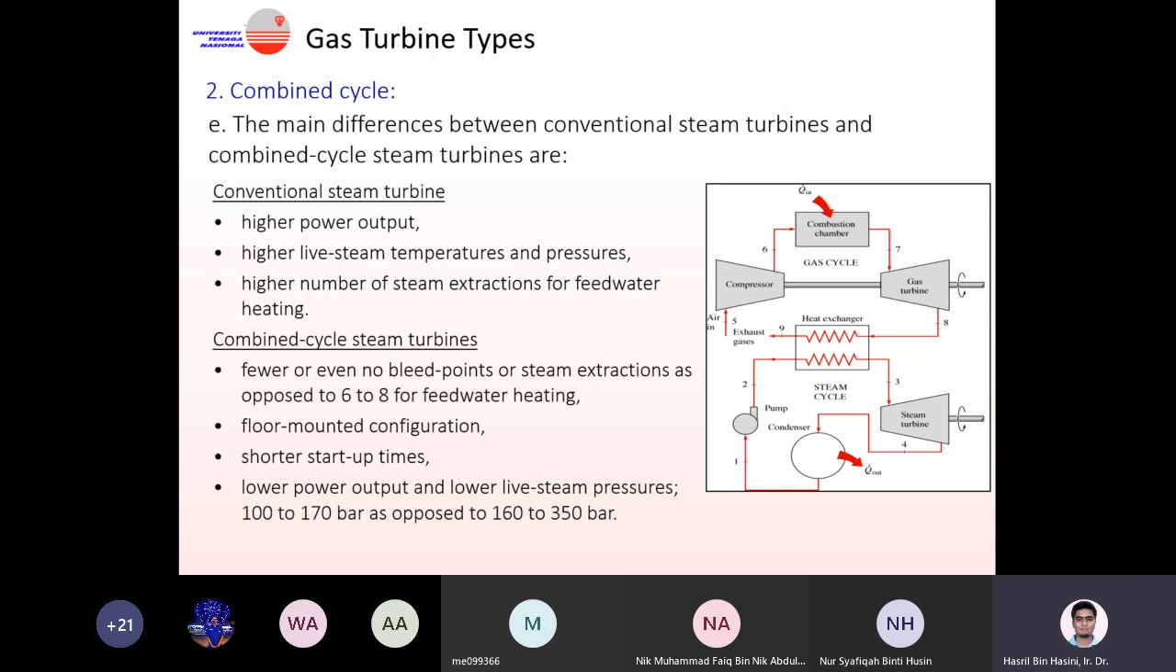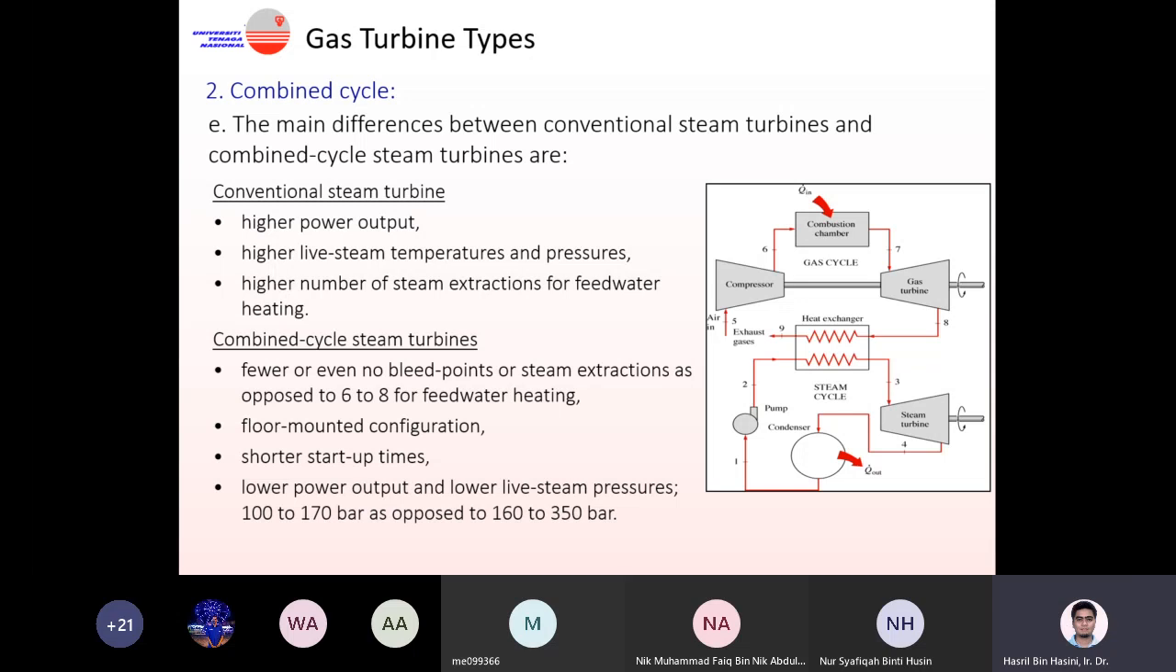Whereas if you look at the conventional steam turbine, for feed water heating you can have 6 to 8 tapping points. They tap the hot water or the superheated steam from the steam turbine to heat up the feed water for the conventional steam turbine. For combined cycle, I would say none, or even very, very few if any.